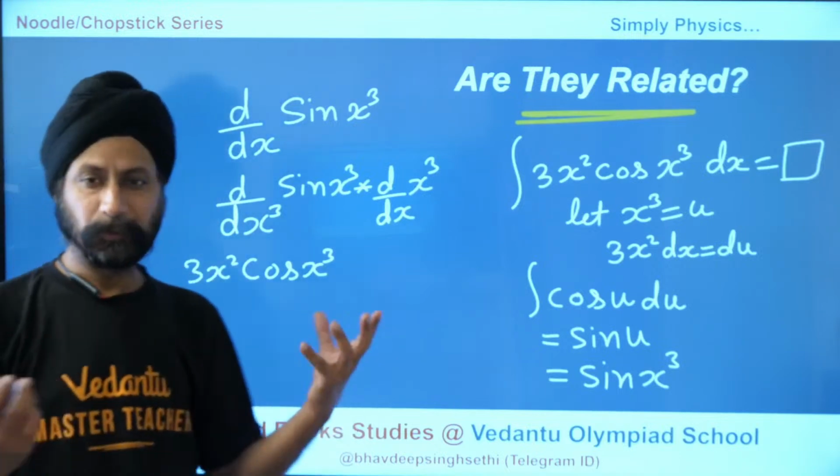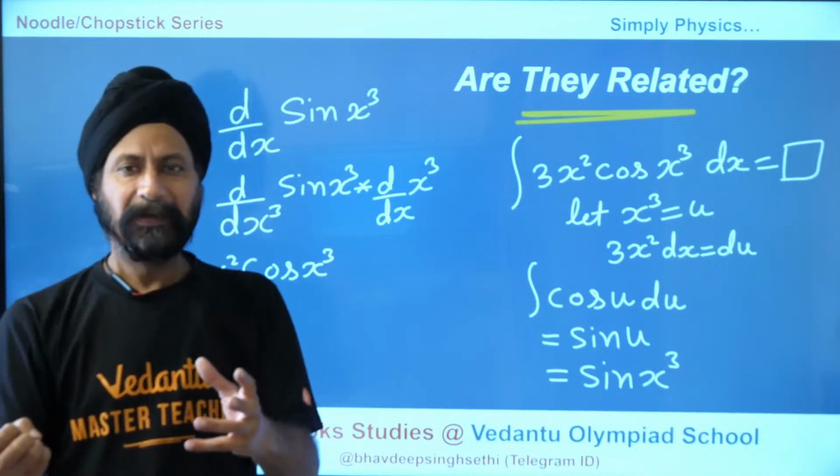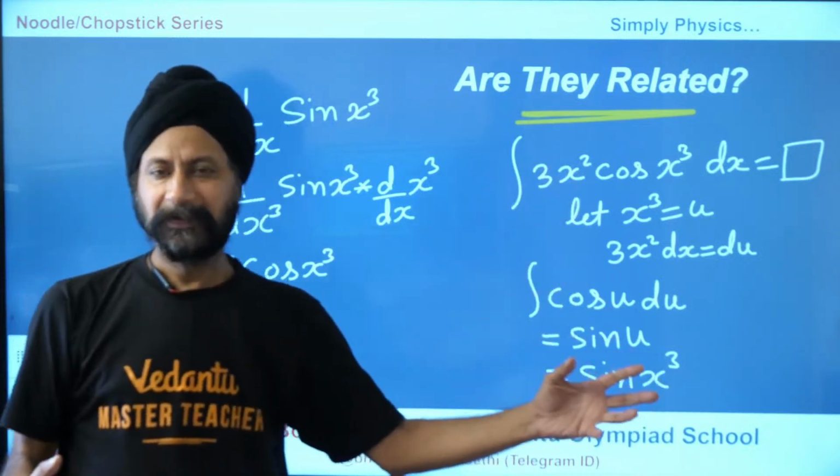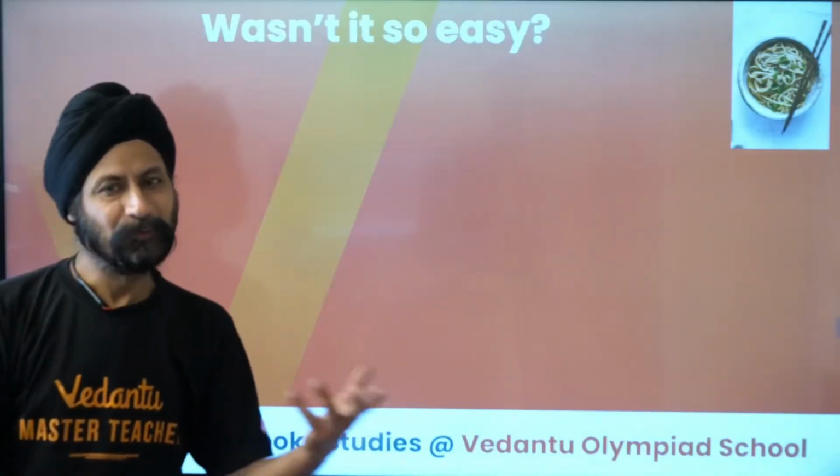Now you go back into your textbook and there's a notation f prime, g prime, and all that. And now once you read this, you will be able to relate to that and you will find it very, very easy. So wasn't it so easy?